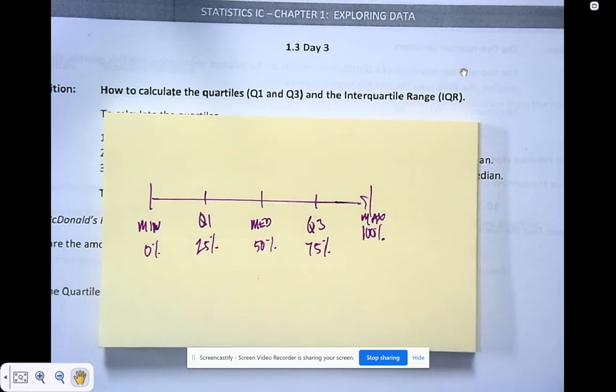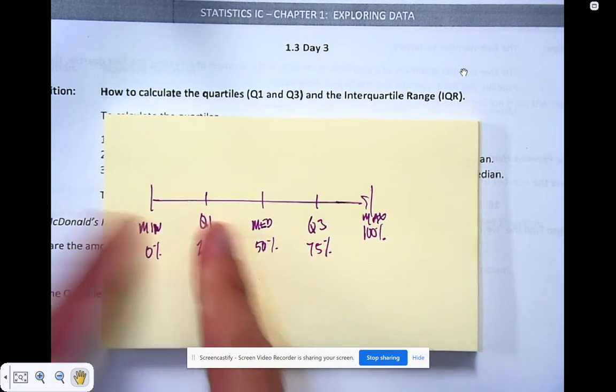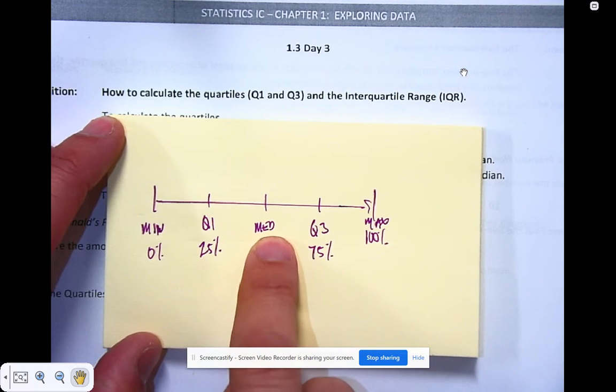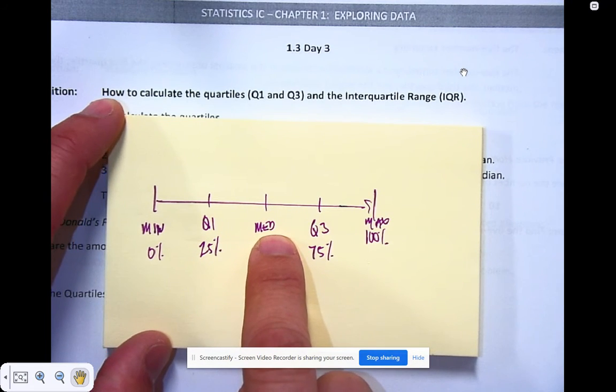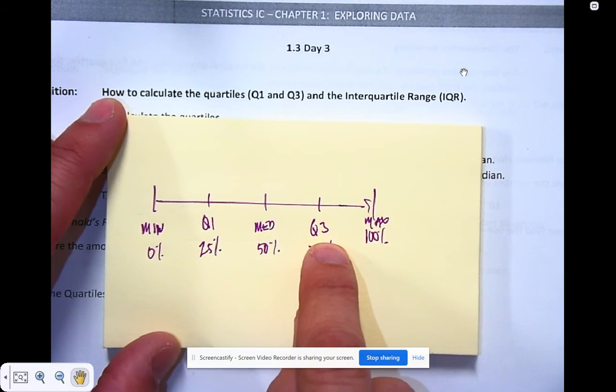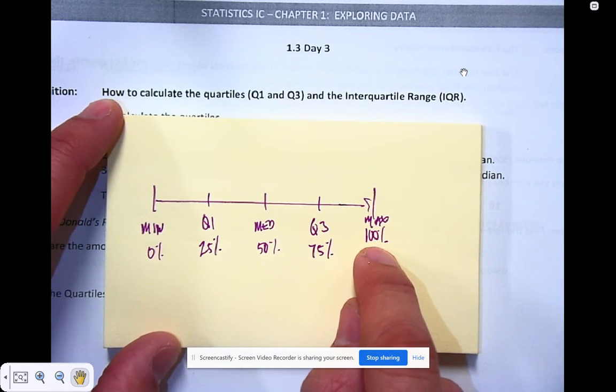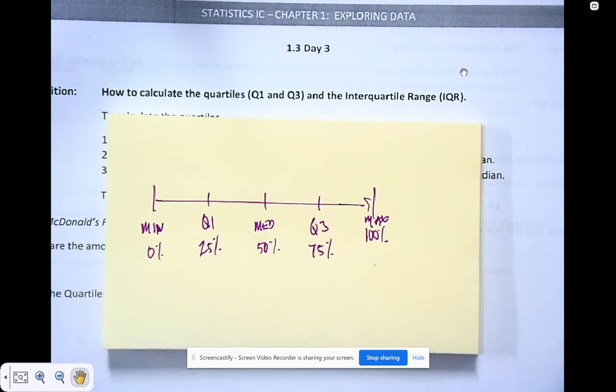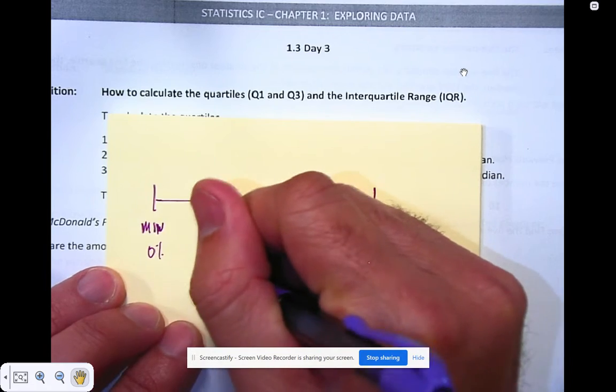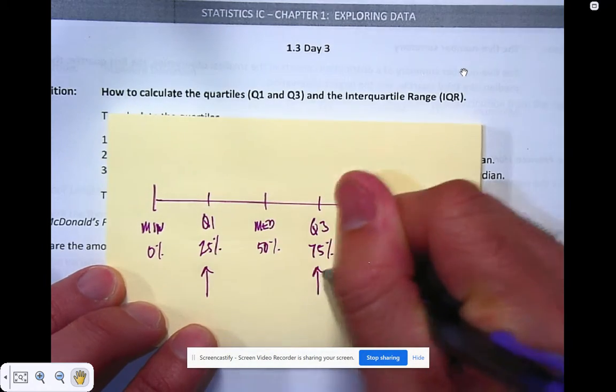And thinking about 4 quarters in a dollar, right? Quarter 1, quarter 2, we don't call it quarter 2, we call it the median, but it's the same thing. Quarter 3, 75% of the way up, and quarter 4, 4 out of 4 is a whole, or 100%. Okay, so we're going to figure out how to find quartile 1 and quartile 3.